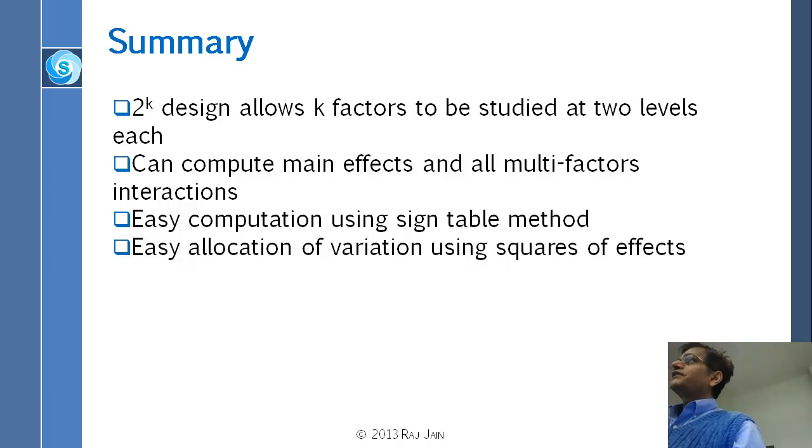The computation is very easy. All you have to do is put the sign table and easy allocation of variation among the squares of the effects. So if you want to find out which factor does what, find out the magnitude, and the one that has the highest magnitude will give you the highest percentage as well because you square it up.